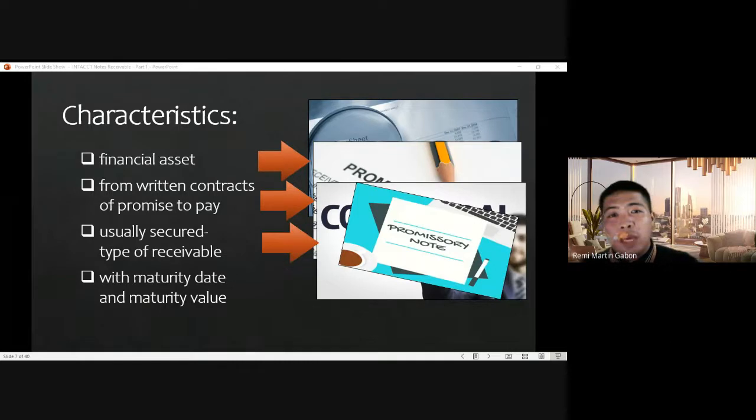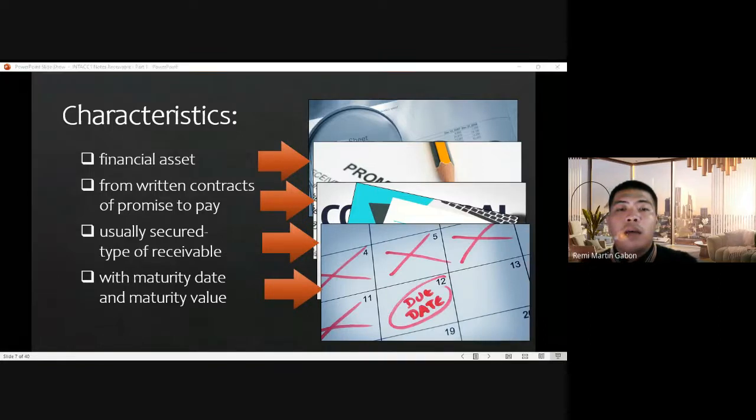In contrast kasi with accounts receivable, we don't have security such as a promissory note, aside from the billing. A billing statement can still be denied, but promissory note, hindi. Kasi nga, signed by the maker, notarized pa. Then with maturity date and maturity value, through the presence of a specific date, we can say that through presentation, we can determine if it is current or non-current. Having a maturity date, we can consider computation of maturity value for that promissory note. So later, we'll have to solve problems that will involve computation of maturity value.